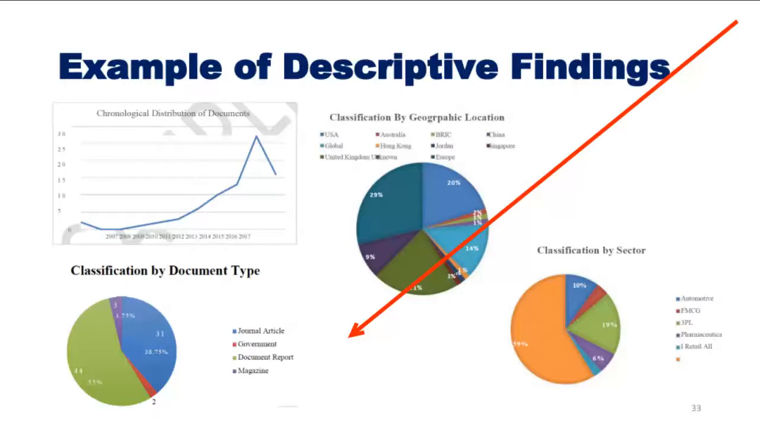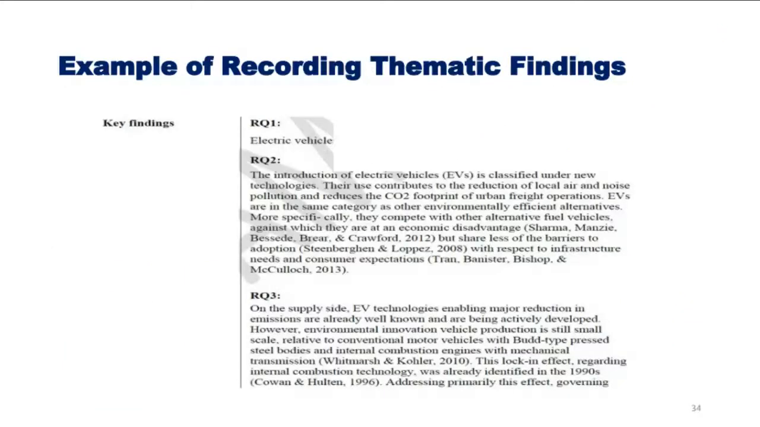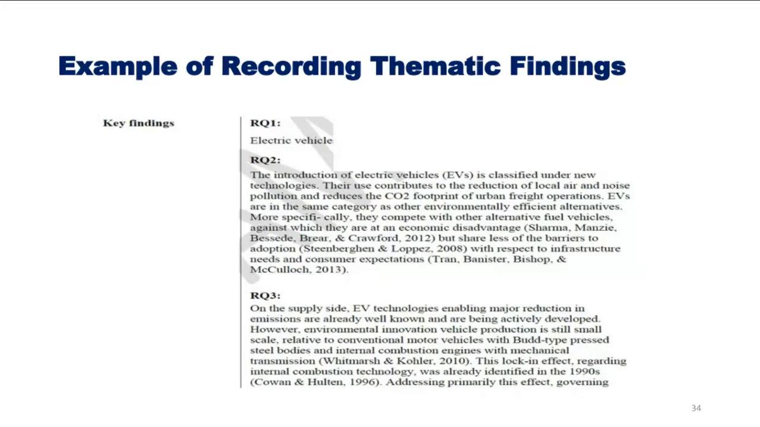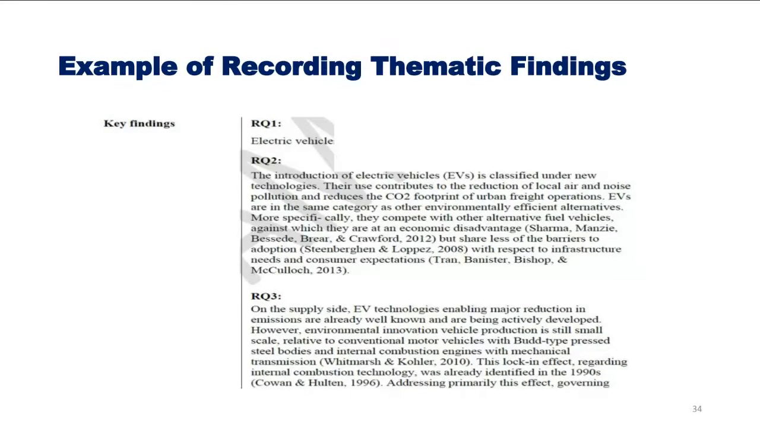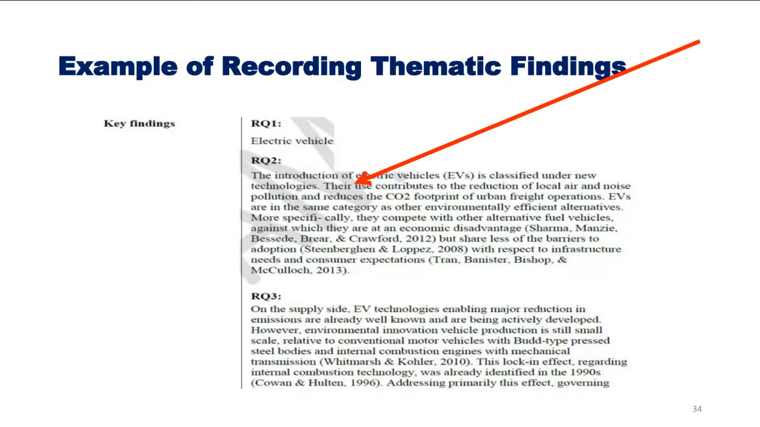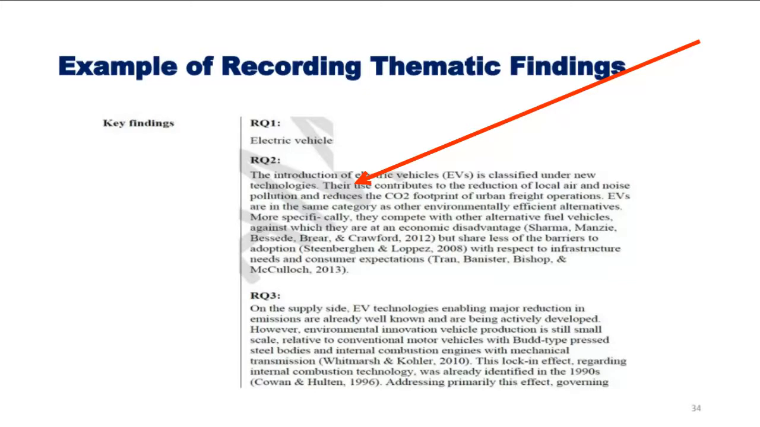In the key findings section, they have written RQ1, RQ2, RQ3. RQ means research question number 1, 2, 3. Any information that you gather which is related to your research questions, you will copy paste directly here. You will not paraphrase it or write it in your own words. Why? Because this is the evidence you are collecting from the article that you are reading. So just copy paste it.